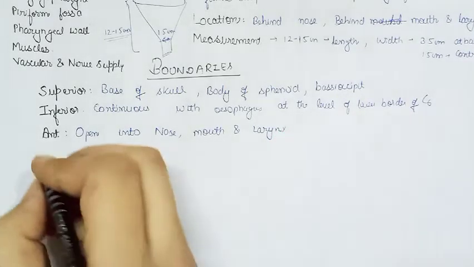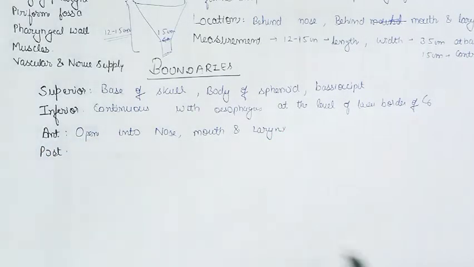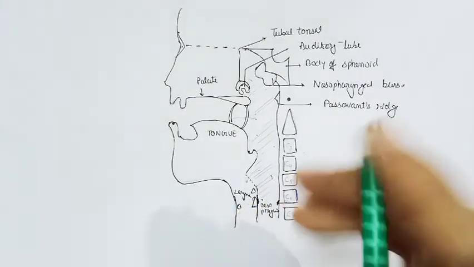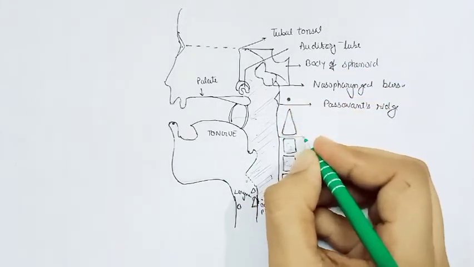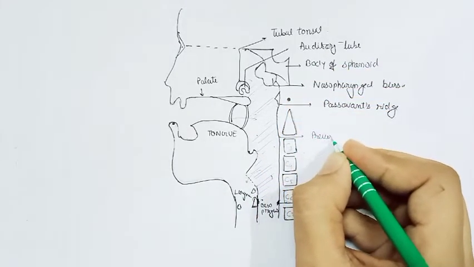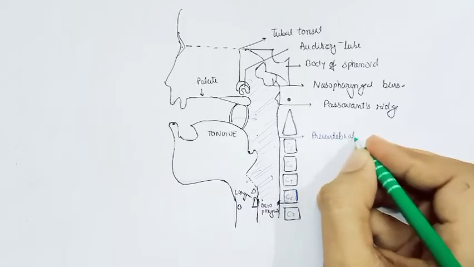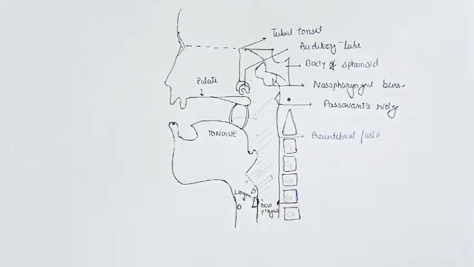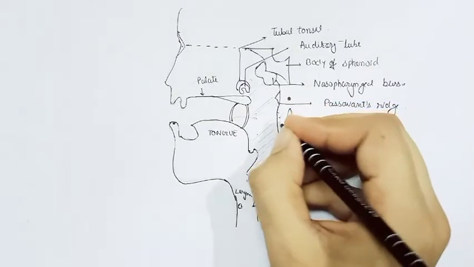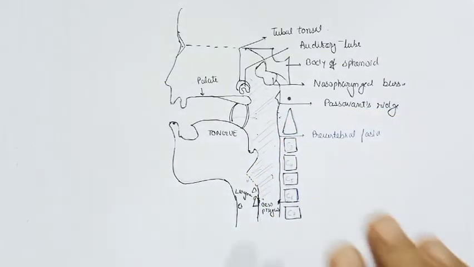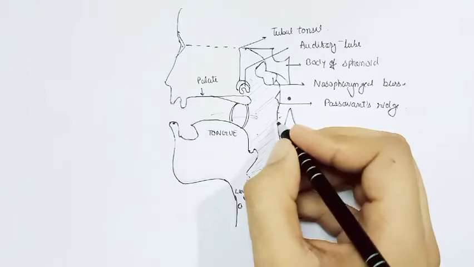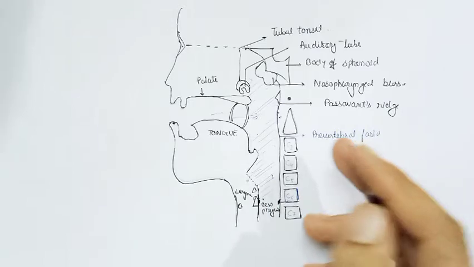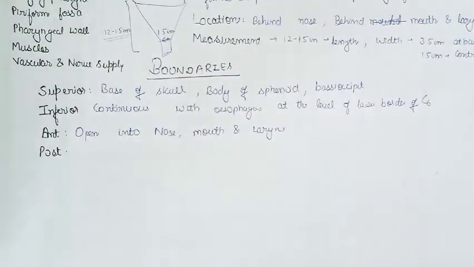Now the posterior boundary. It's a little difficult to understand the posterior boundary because there is no well-defined structure. Instead, we have a fascia. This fascia is called the prevertebral fascia. Because it is present in front of the vertebra, it is called the prevertebral fascia, and it has some adipose tissue as well. Why is this adipose tissue present? Because if we swallow some food, it will help in the easy movement of the pharynx. So we have the posterior boundary as a prevertebral fascia as well as a layer of adipose tissue.